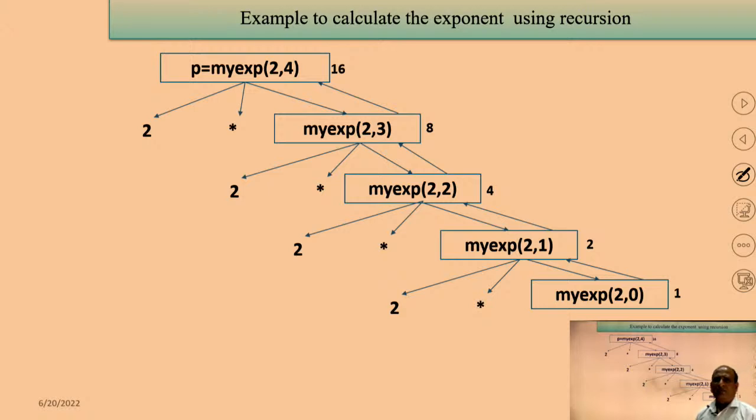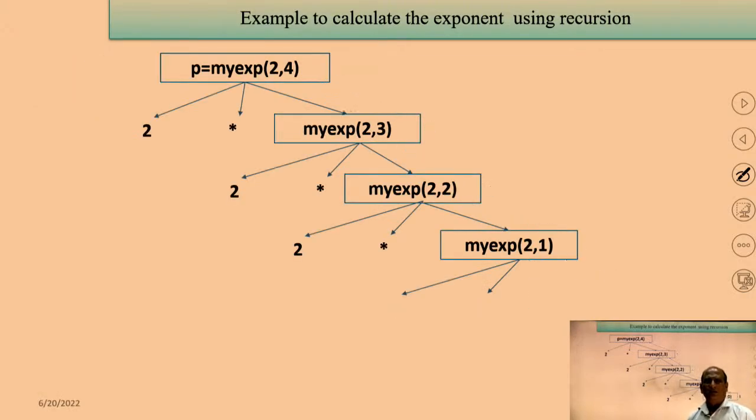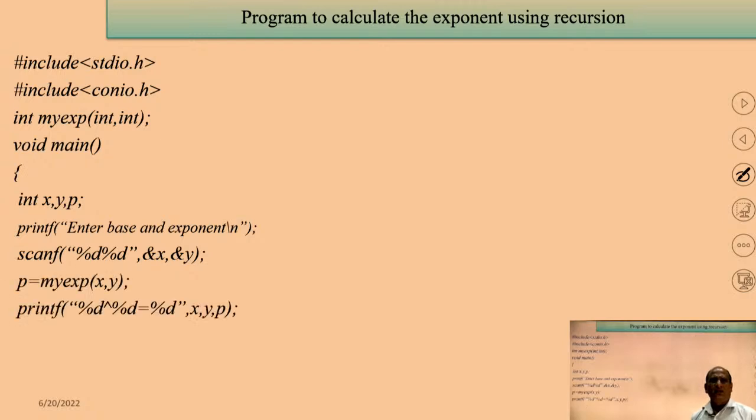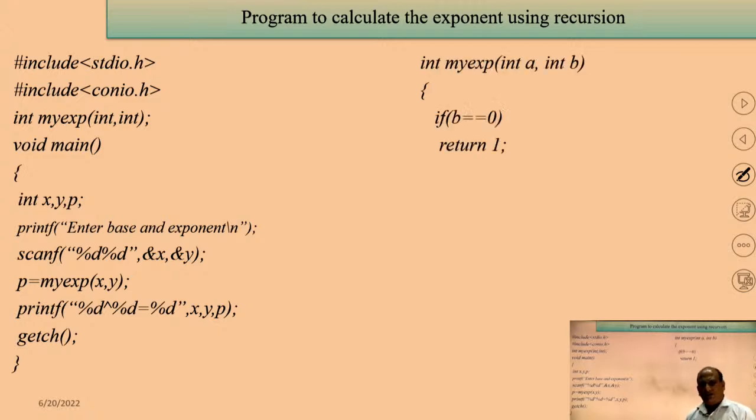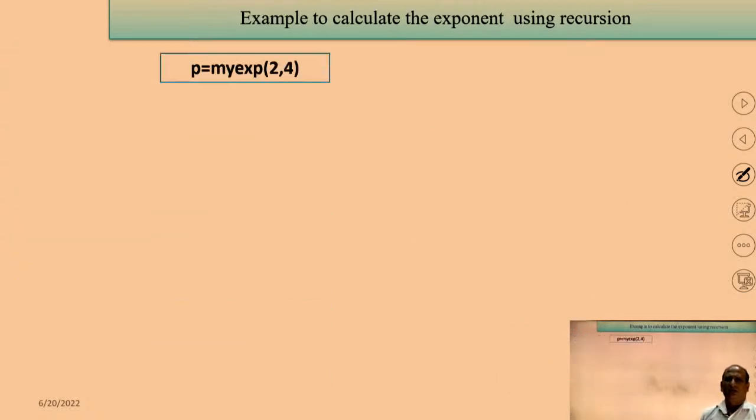My x 2 comma 4 will return this 16, and that will be assigned to the variable p. This p is then printed, as you can see in the previous program: my x comma y is returning, it has been assigned to p, and this p has been printed in the next instruction. This way, recursively, we can devise a function that calls itself to calculate the exponent of any number. We can find the power of a to the power b like this by calling this function.